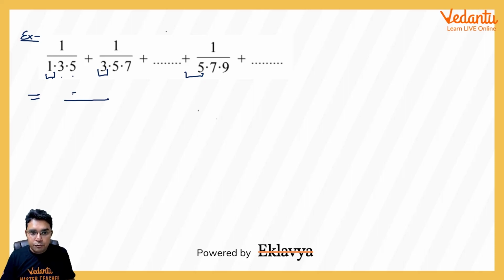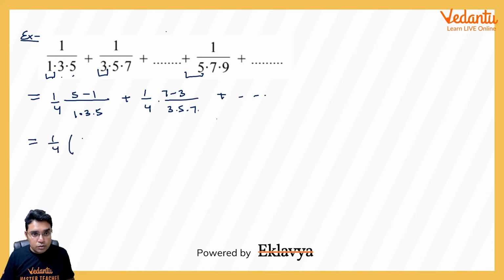I will take the difference of extreme numbers in the denominators, 5 minus 1 upon 1 into 3 into 5, and for that I have to divide by 4 also. Then 1 by 4 into, here we will do 7 minus 3 upon 3 into 5 into 7 and so on. And you can check here also, you will be able to cancel the terms. So 1 upon 1 into 3 minus 1 upon 3 into 5 plus 1 upon 4, here it will be 1 upon 3 into 5 minus 1 upon 5 into 7 and so on and so on.